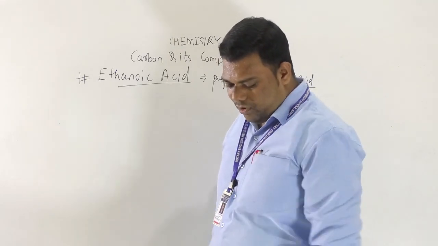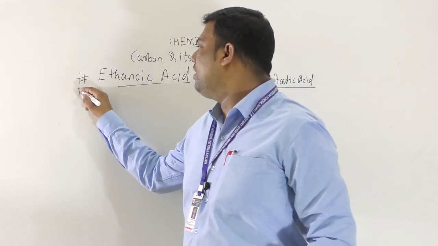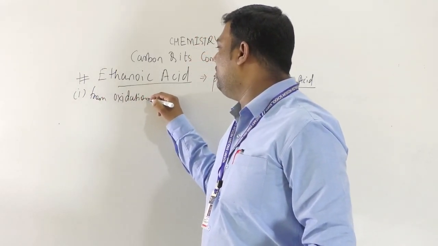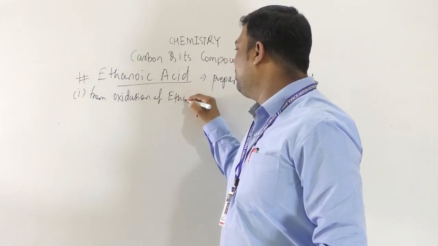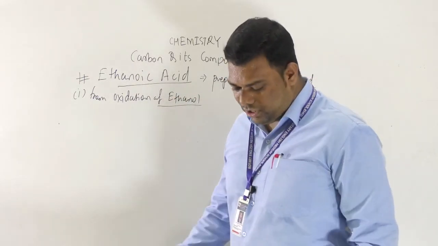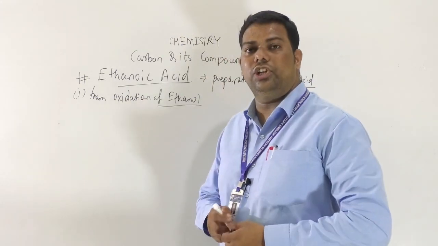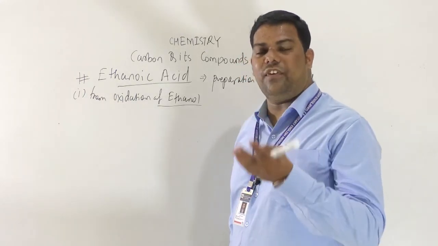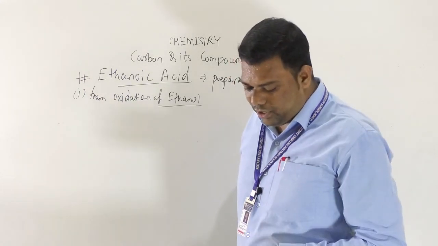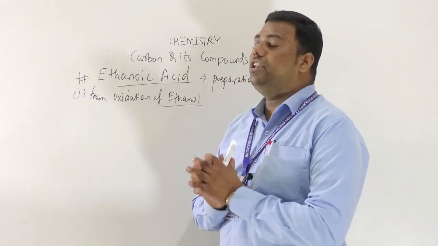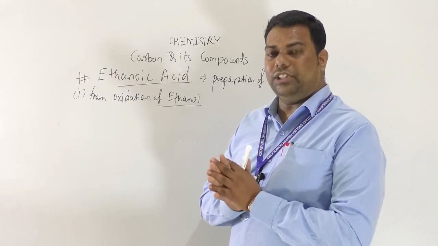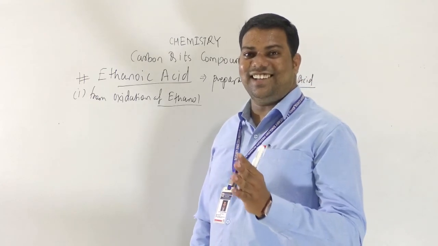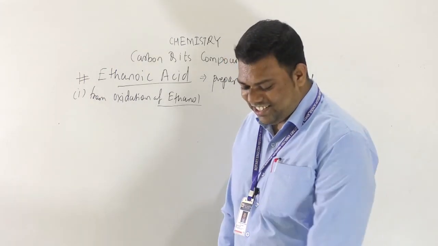So here, first, from oxidation of ethanol. As you know beta, ethanol on oxidation with the help of alkaline KMnO4 or acidified K2Cr2O7, potassium dichromate, gives ethanoic acid. One of the important things here is to stop this reaction at the aldehyde stage.